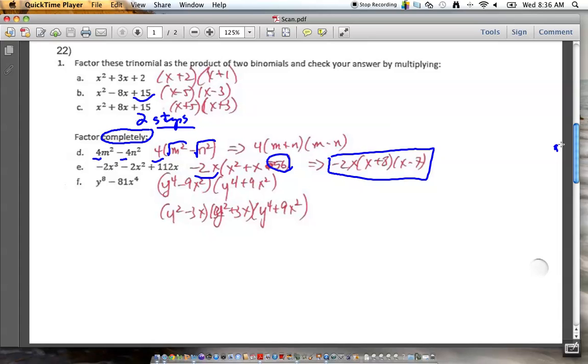Look, as soon as I see just 2 terms and the minus in between, I'm thinking difference of 2 perfect squares, okay? Now, if I square root and square root, the square root of y to the 8th is y to the 4th.